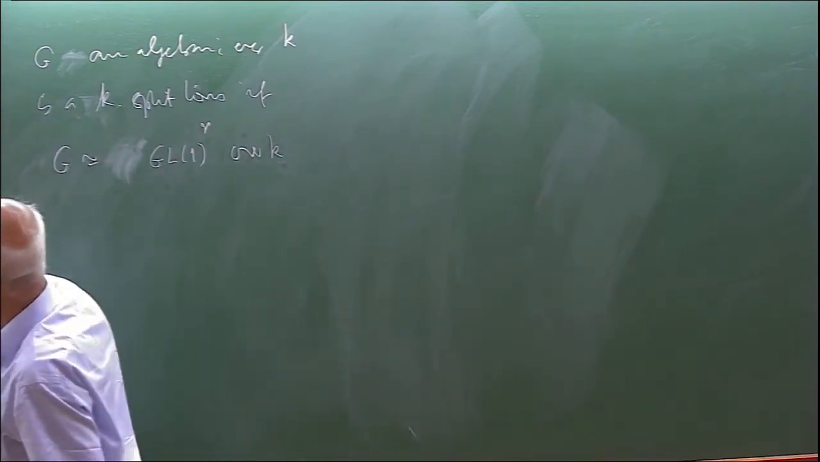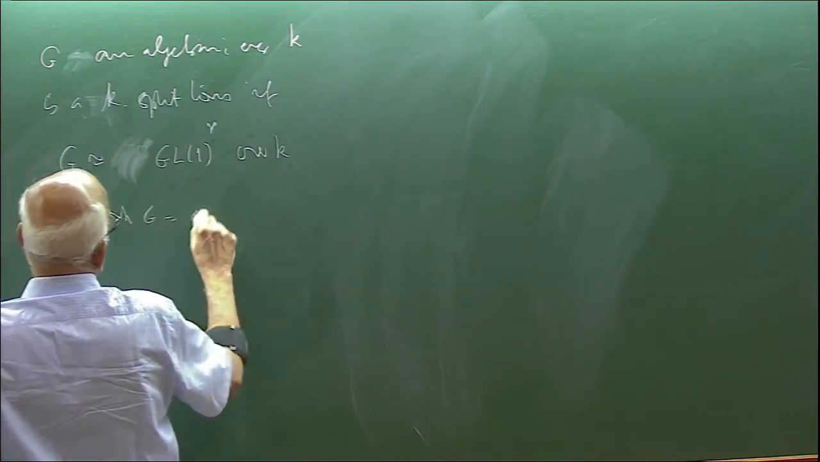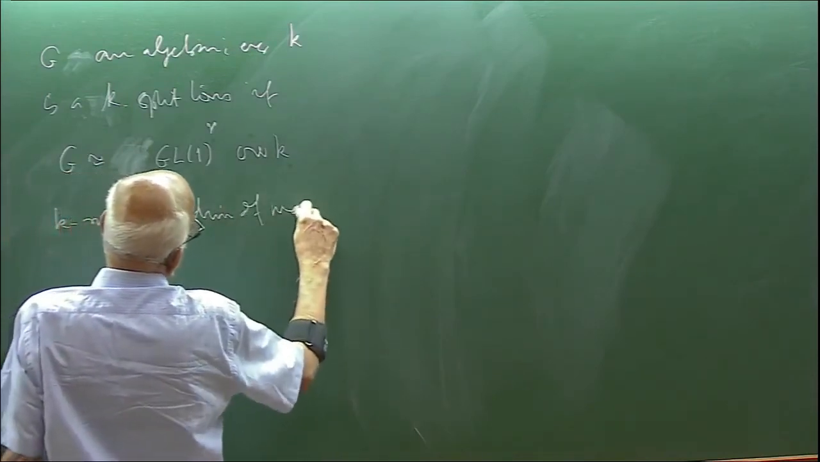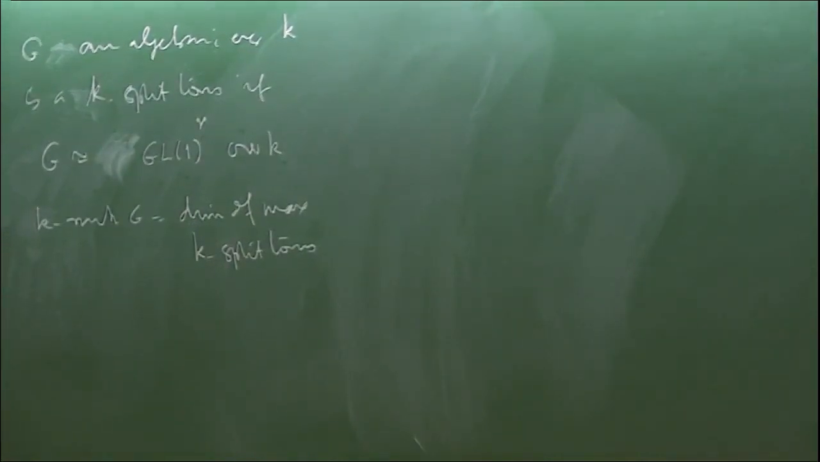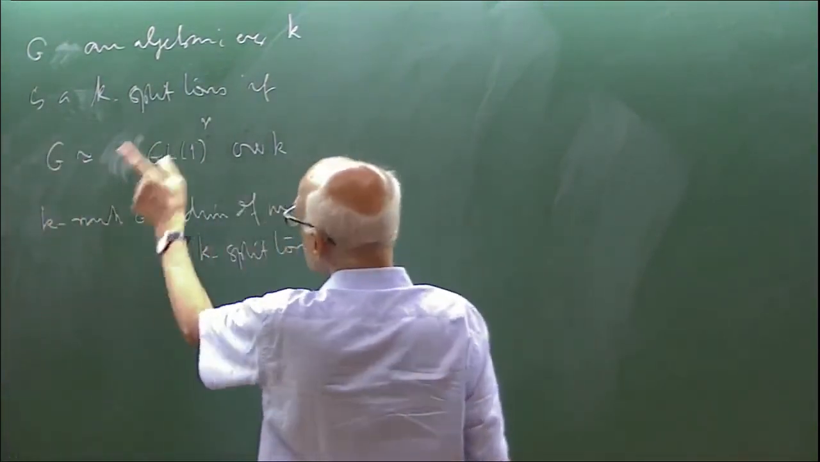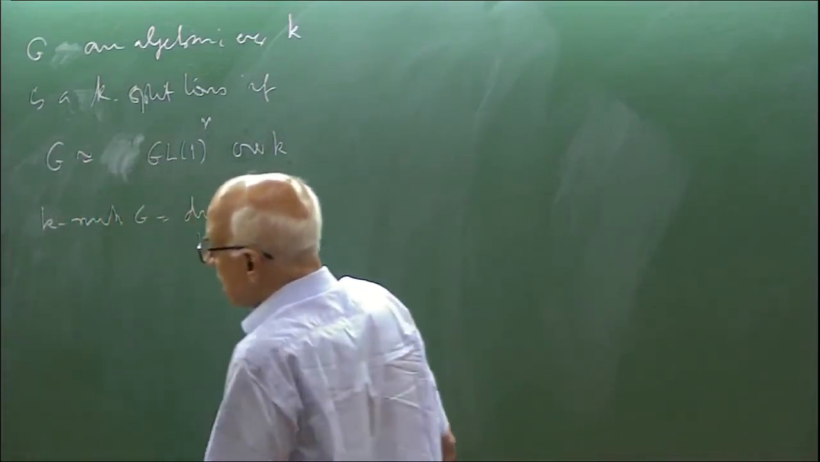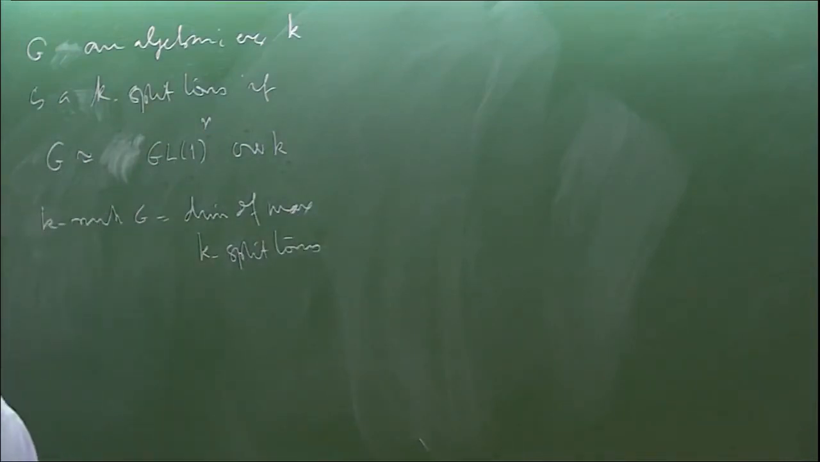So here one demands that the K-rank of G is the dimension of a maximal K-split torus. It turns out all maximal K-split tori are conjugate, have the same dimension, and that dimension is called the rank of the group. So what you demand here is that the sum of the K_v ranks is at least 2, and these conditions also seem to be kind of necessary, that it's isotropic at all v.